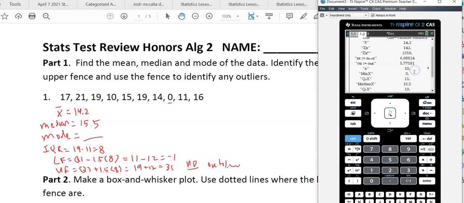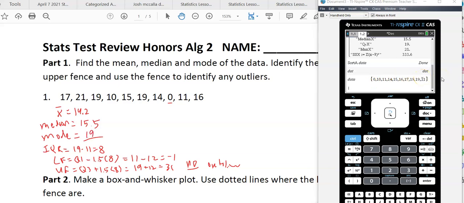I can, if I want to, sort A of data. I can even type data. Whoops. It'll list it out for me instead of looking back at the other page. And it's all in order. Is there any? 19. So 19 is the mode. You can just see it easier when they're put in order. Because I could have seen it from there, but just easier to spot.